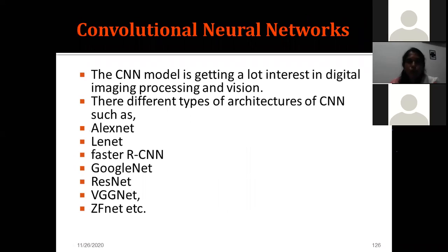The pre-trained models available in CNN are AlexNet, LeNet, Faster RCNN, GoogleNet. These are the pre-trained models where you can apply transfer learning. That is why we can utilize them. When we are talking about research, we cannot use the existing model and claim that it is my work. What you have to do is modify a few layers from the existing pre-trained model, incorporate your ideas, and complete the project.